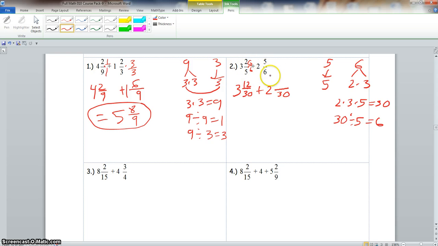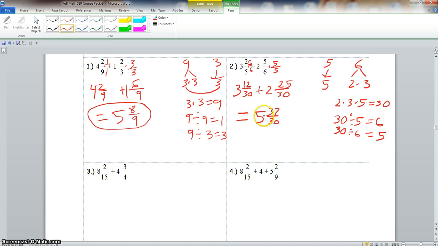Now, we go here. We take the new denominator divided by the original denominator. 30 divided by 6 is 5. So we'll multiply this numerator and denominator by 5 over 5. 6 times 5 is 30. 5 times 5 is 25. So now we will add 3 plus 2, which is 5. Our denominator will stay 30. And our numerator, 12 plus 25, is 37.